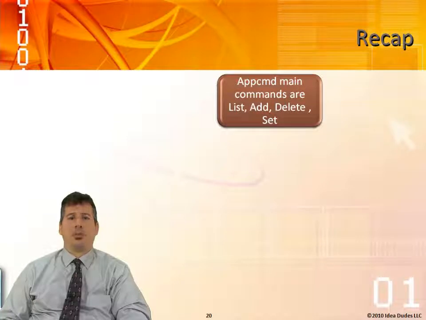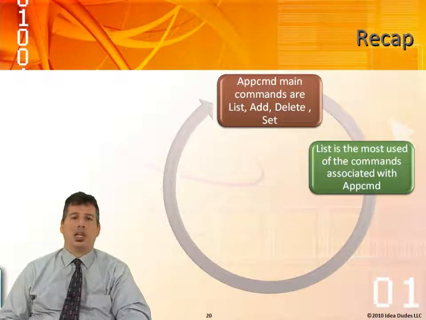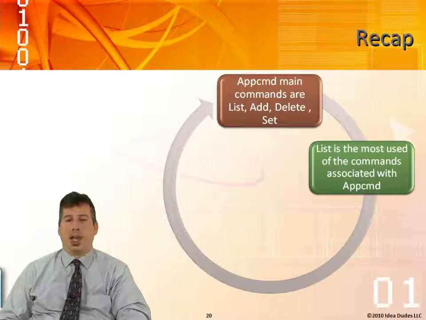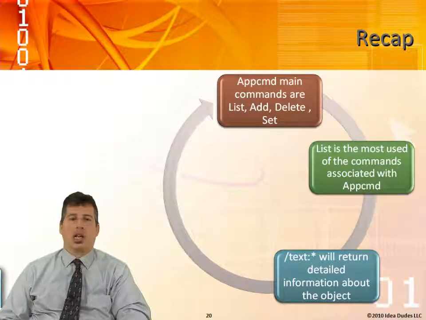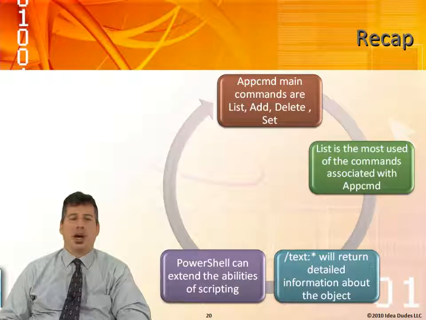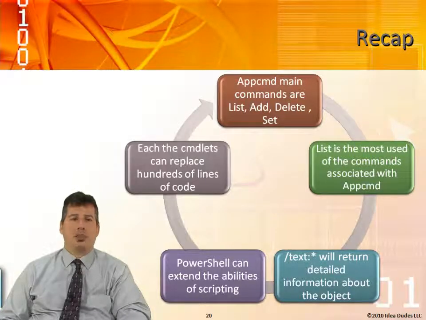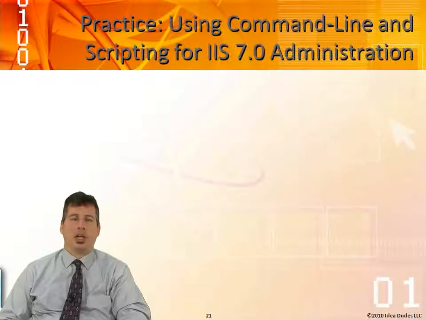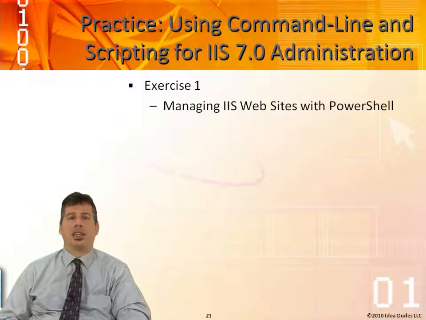So, AppCmd is the main command. The verbs are list, add, delete, and set. Those are the ones that we're going to be using with AppCmd. List is the most used of the commands associated with AppCmd. The /text:* will return detailed information about the object. PowerShell can extend the abilities of scripting. Each cmdlet can replace hundreds of lines of code. You have a practice using the command line and the scripting for IIS 7.0 administration.